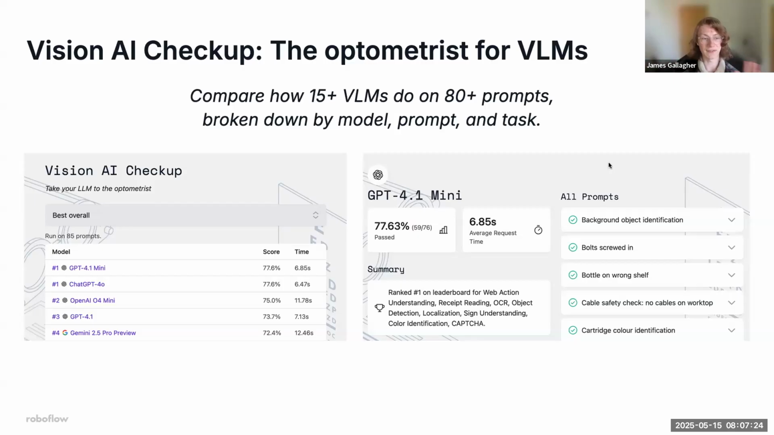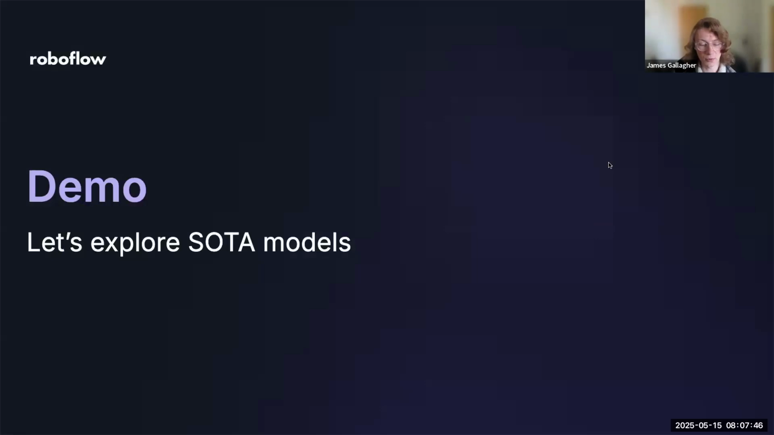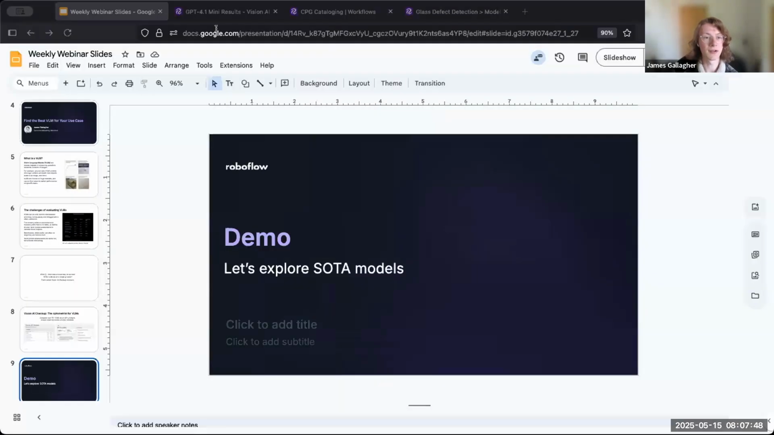On the left here, you can see a sample of the leaderboard as it stands right now. And then on the right, you see one of these model cards where 4.1 Mini, presently at the top of our leaderboard, ranks number one for a range of use cases: color identification, web action understanding, OCR, and we can see some of those prompts too. But rather than talk about some images, let's do a demo and explore some of these state-of-the-art models.